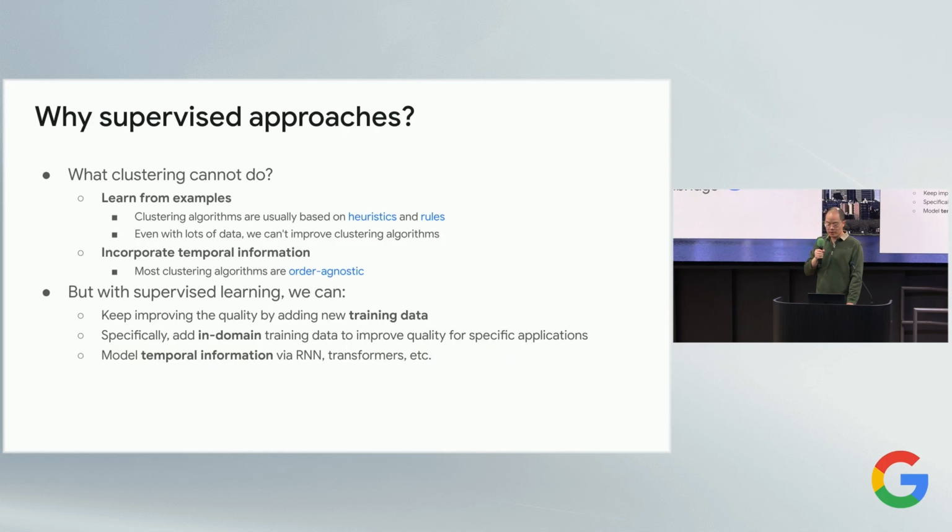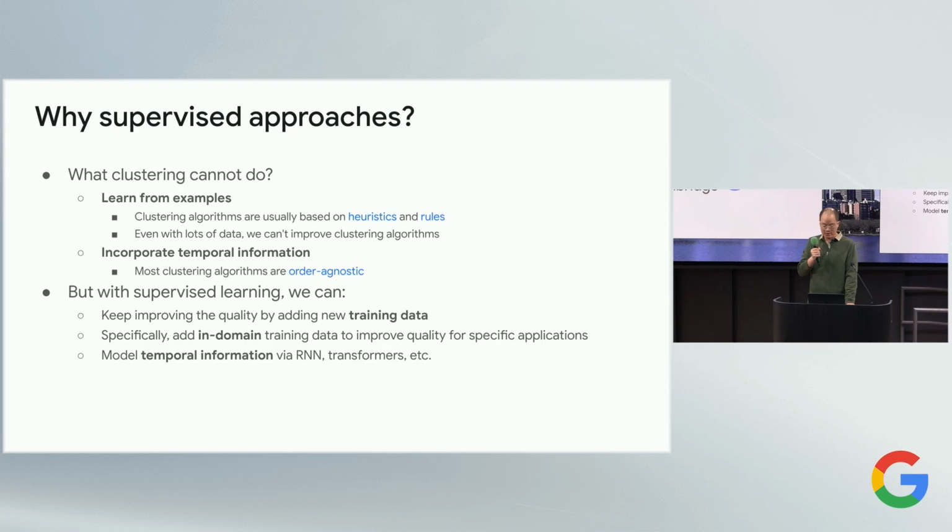So what are we learning from the above examples? First, unsupervised clustering algorithms are usually based on heuristics and rules. Even with lots of data, we can't improve the clustering algorithm. And also, most unsupervised clustering algorithms are order agnostic. For example, if you run k-means, even if you permute the order of the data points, k-means still gives you the same answer. Those are the two problems of unsupervised clustering.